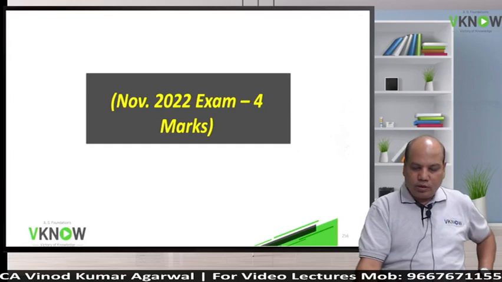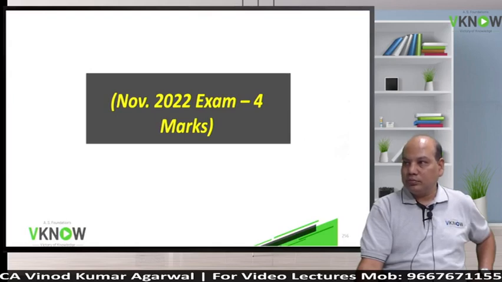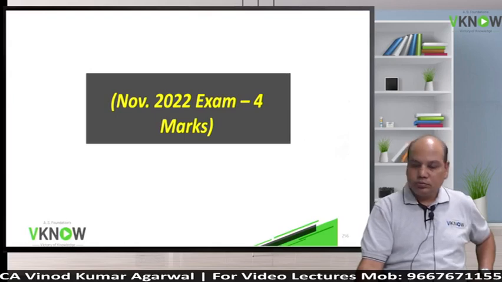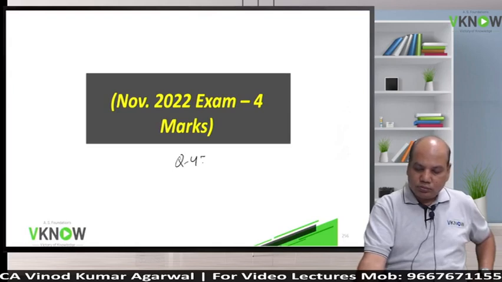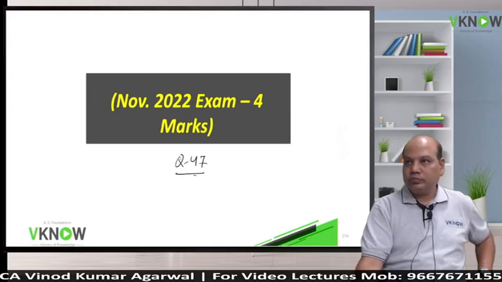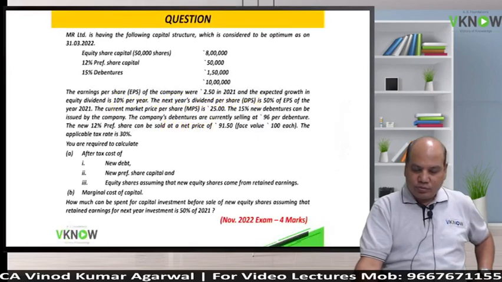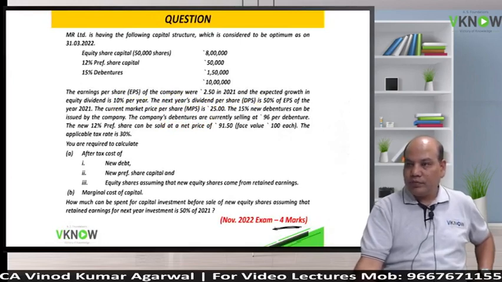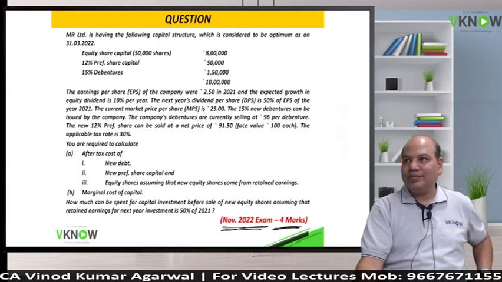Now we'll take one November 2020 exam, 4 marks. Just check if this question is there in the last. What is the number? One more variety. Question number 47, for 4 marks, November 2022 exam. Is it right?